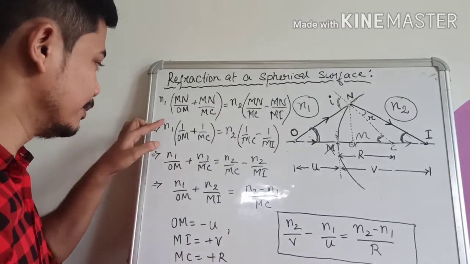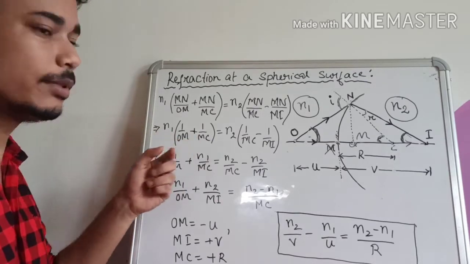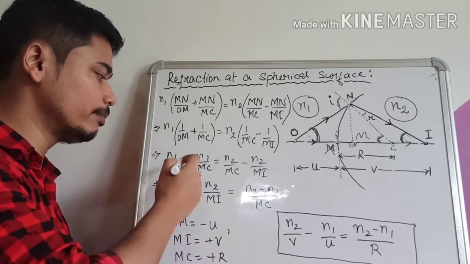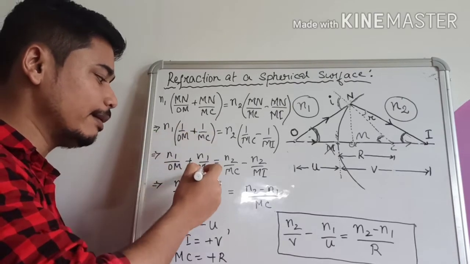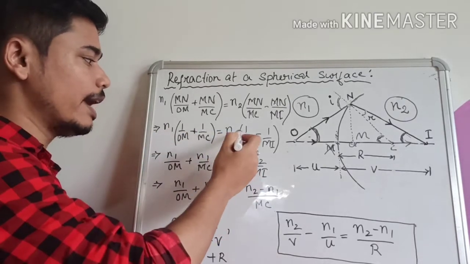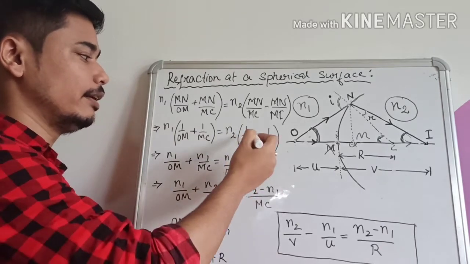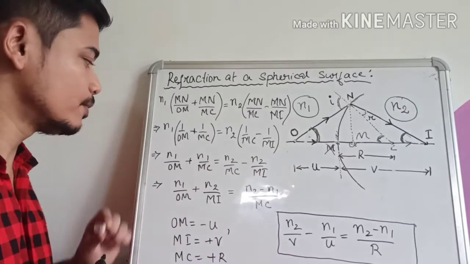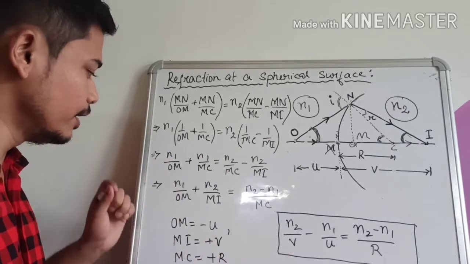Okay, now if you multiply this N1 with these terms, then if you open the bracket, this becomes N1 divided by Om plus N1 divided by Mc, that will be equal to N2 divided by Mc minus N2 divided by Mi. So this is the equation, right?